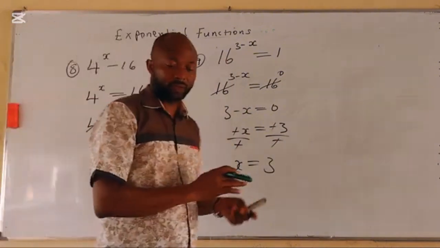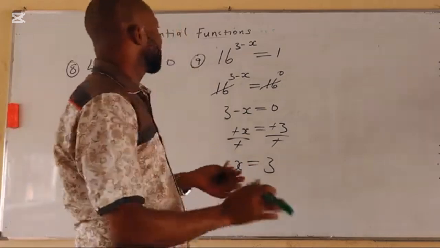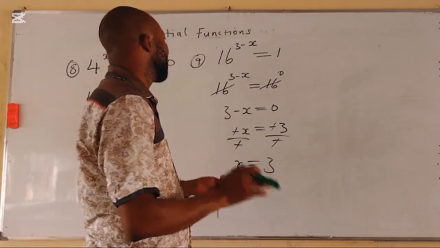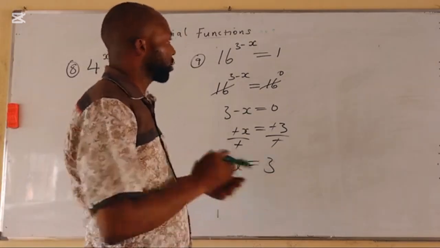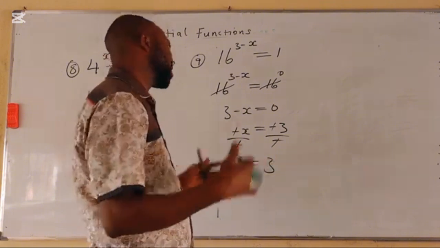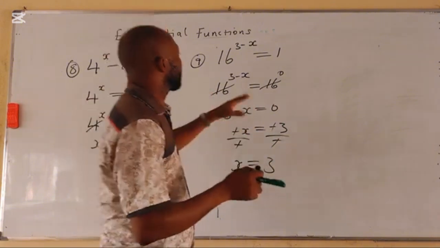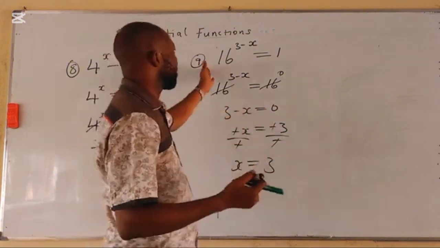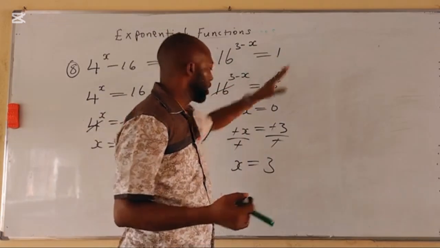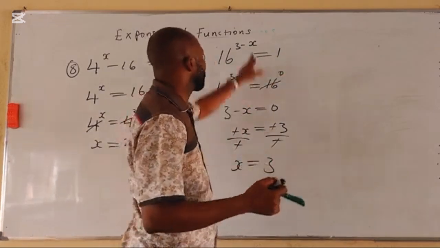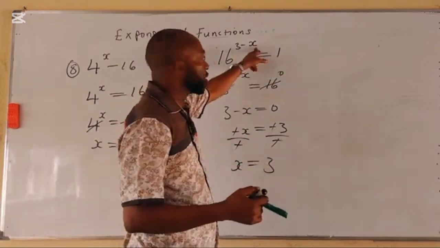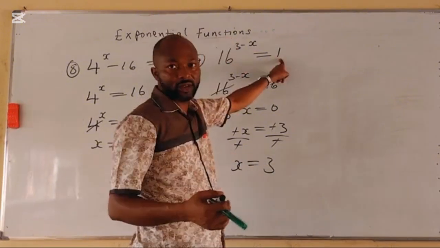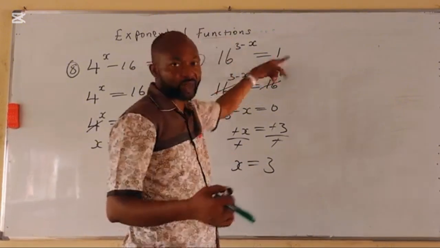So that is it. Now, how do you know you're correct? For example, let us just check. In every equation the left hand side must equal the right hand side. If x is 3, I put my 3 here. 3 minus 3 is 0. 16 raised to the power 0 is 1. So here is 1, here is 1. So by that you know you're correct.